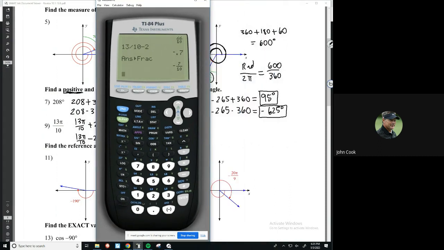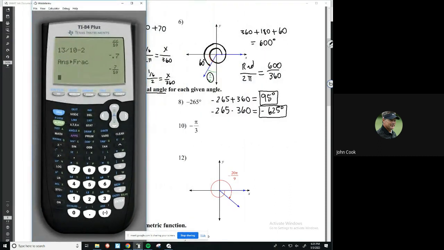Okay, and then number 10, same thing. I take negative pi thirds and add on 2 pi. And this is going to be until I get a positive number. So that's negative 1/3 for the fraction, then plus 2. And yeah, sure enough, I get a positive number, so I'd convert that into a fraction, 5/3. So I get 5 pi over 3. All right, there's my positive coterminal angle for radians.